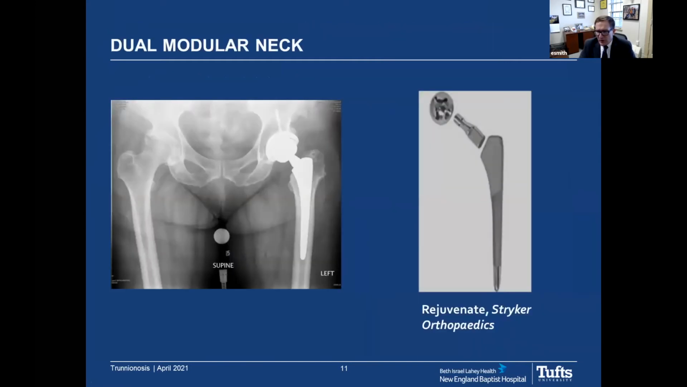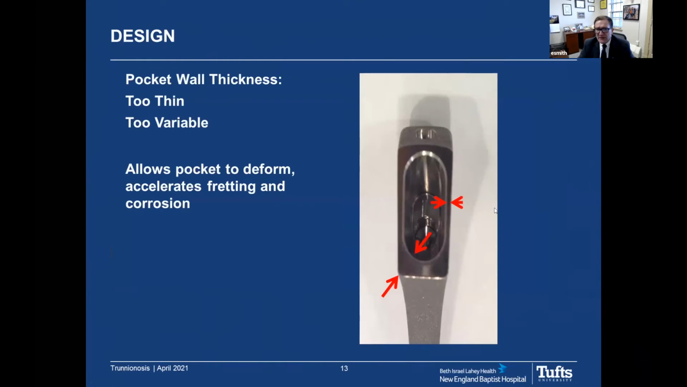Here's an example of a recalled stem. This is the Rejuvenate. It's a dual modular stem, so it's not only modular at the head-neck junction, but the neck is also modular within the body itself. The reason they fail is that the pocket that accepts the neck is very thin and can be variable. So it leads to increased motion at this junction, which leads to deformation and accelerates the fretting and the corrosion.